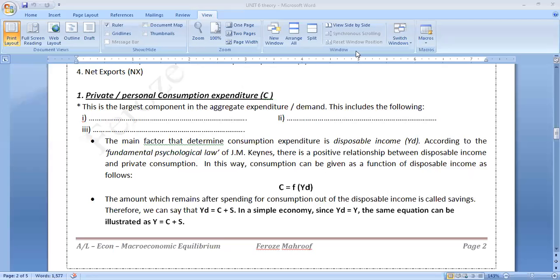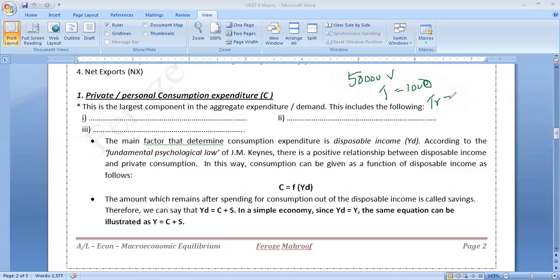Disposable income. Disposable income in the sense of spendable income. For example, a person's monthly income is 50,000. Every month out of his income he has to pay a tax of 1,000. And every month from the government he gets a transfer. Transfer means a kind of donation.